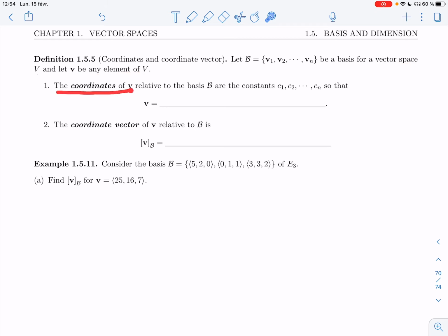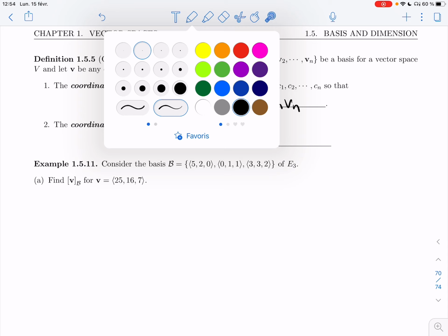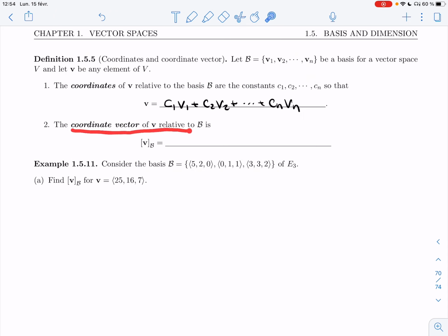The coordinates of v relative to the basis B are the constants C1 through Cn, so that v is C1 v1 plus C2 v2 plus Cn vn. All right, so we said they're unique, so we're giving them a name, we're calling them the coordinates. And then the coordinate vector of v relative to B is, and now we're going to put these coordinates in a vector. That's it. All right, so let's try an example to see what this does in real cases.